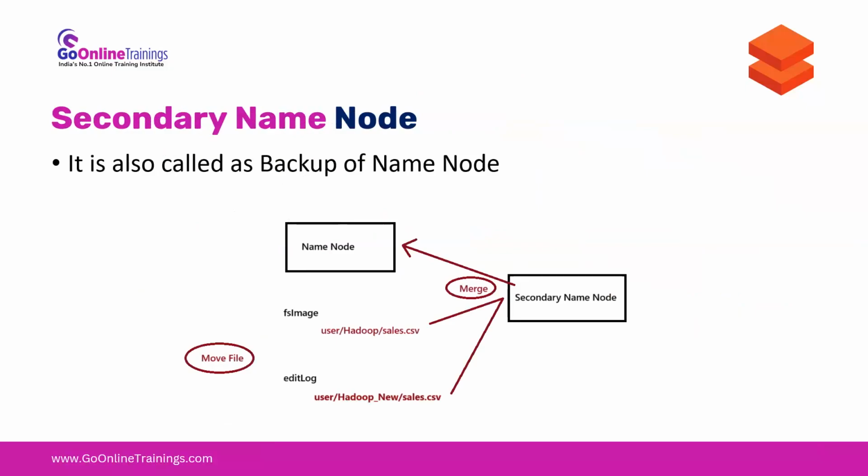So let me show what is the purpose of a name node. You have a name node and you have a secondary name node. In the name node, you have a folder called fsimage and edit log. So for example, I wanted to move a file. So how can we give the commands in your cluster?